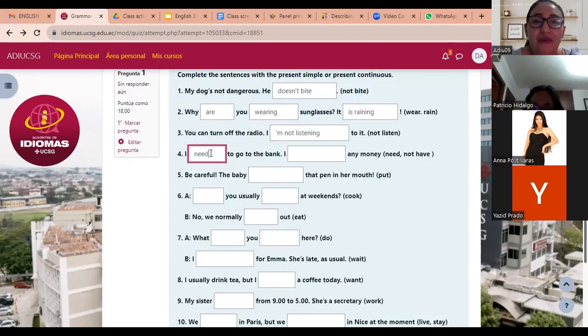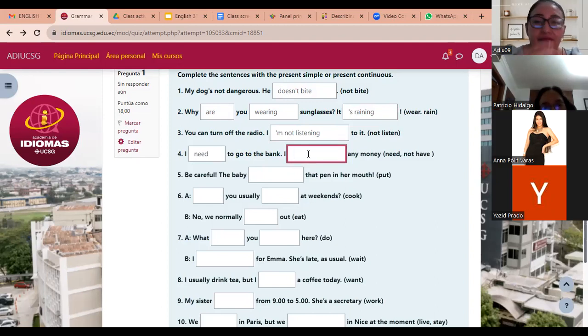What about number 3? The contraction form is "it's." It's raining. So it could be like this, right? It's raining. Okay. And what about number 4? I need to go to the bank.